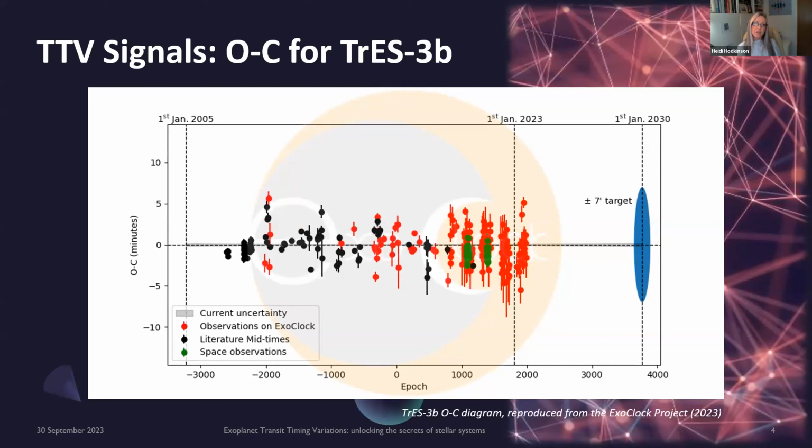Now, TrES-3b currently appears to be the lone exoplanet in its system, but something as yet unknown is causing those TTVs. While it may yet prove to be orbital decay, it is actually very unlikely to be an undetected, non-transiting exoplanet companion.